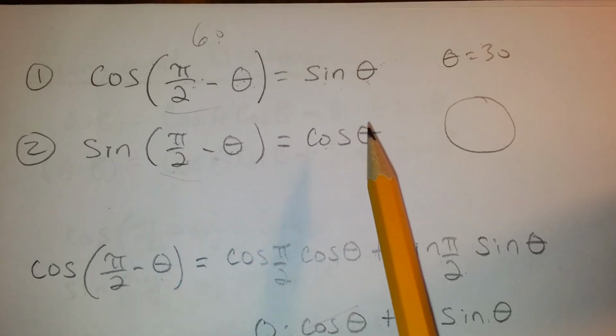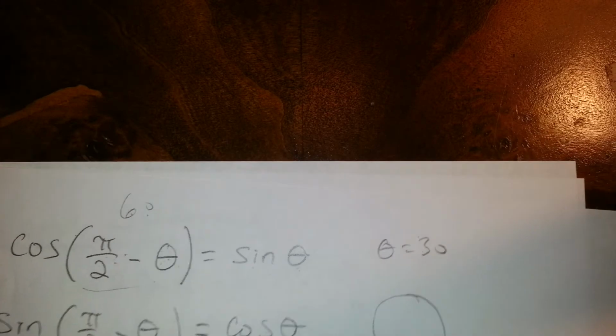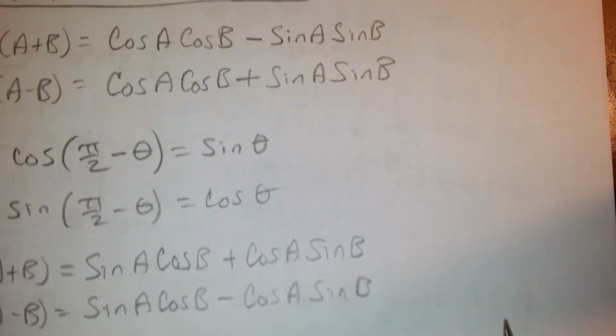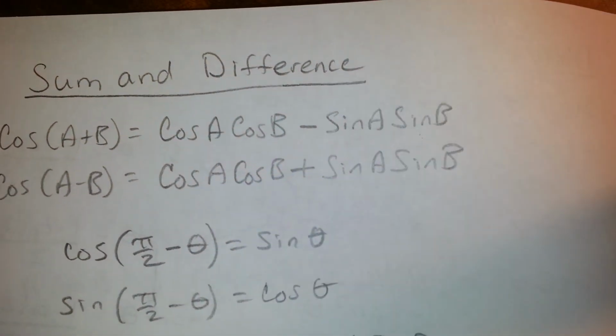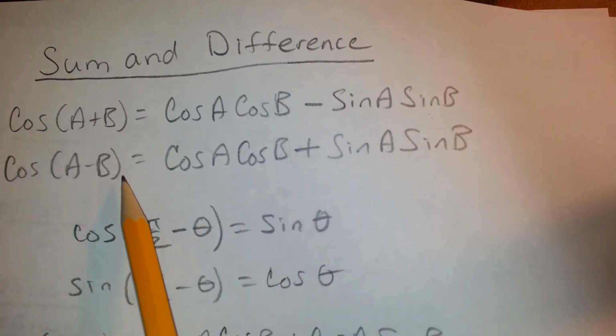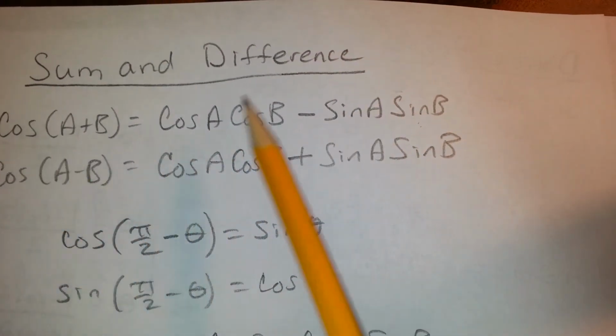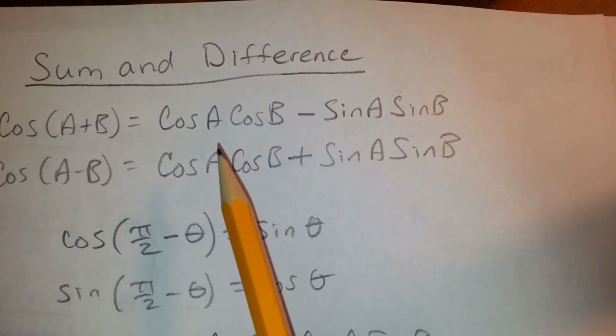You'll need to know this for calculus. I want you to be exposed to it, okay? All right. The rest of these I might just go over again. Here are your sum and difference formulas. It's cosine of A plus B and A minus B. Notice cosine goes cosine, cosine, sine, sine. The plus is minus, the minus is plus. And we always go A, B, A, B.